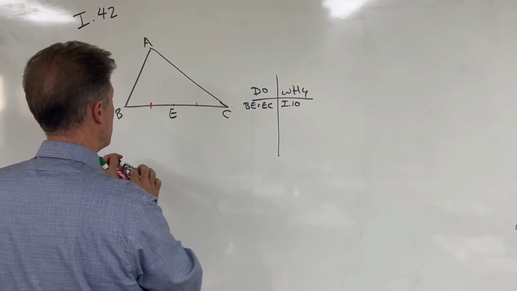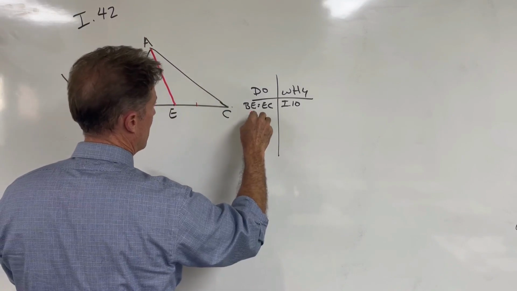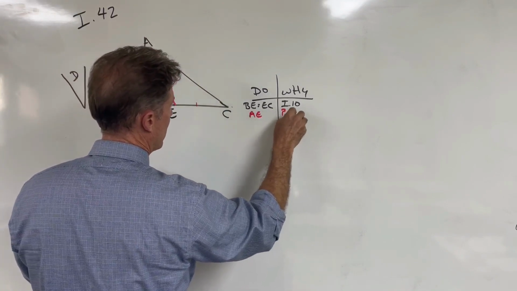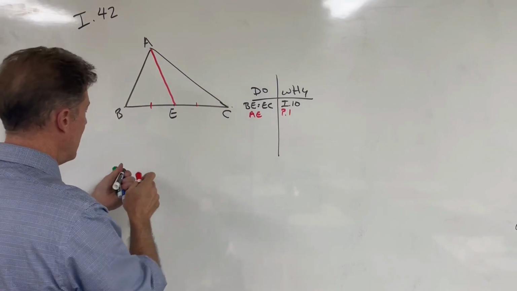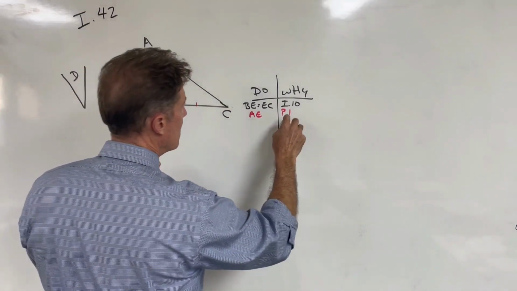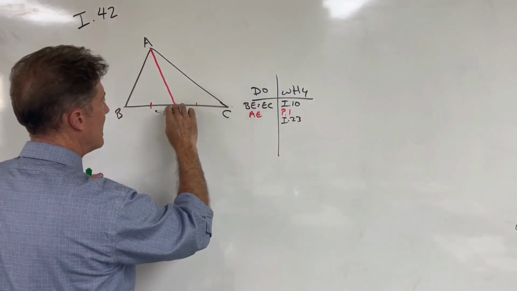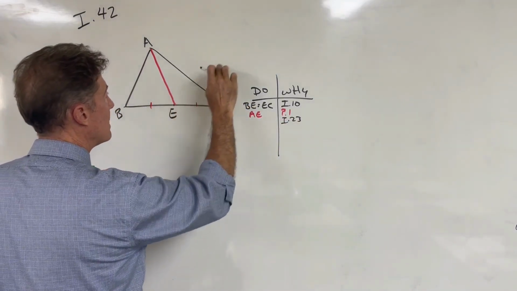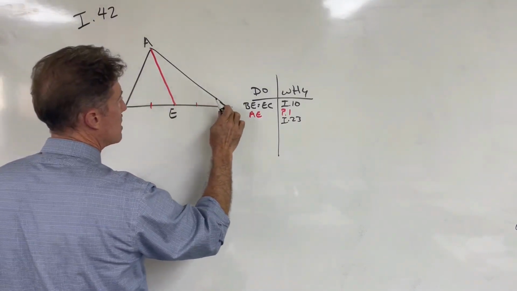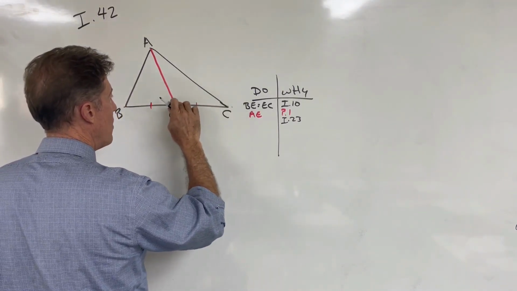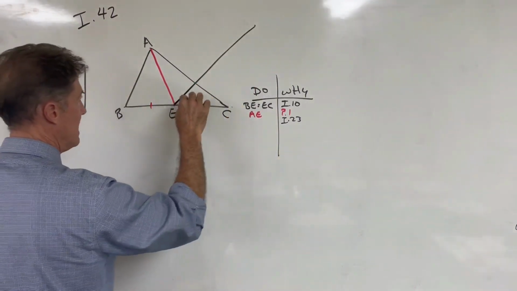And then we're going to connect A and E, which we do from prop 1. Postulate 1 allows us to connect any two points with a straight line. Next, we're going to use prop 23, which allows us on any straight line at a given point on that line to construct an angle equal to a given rectilineal angle. So on line CE at point E, we're going to construct an angle equal to our given angle D.